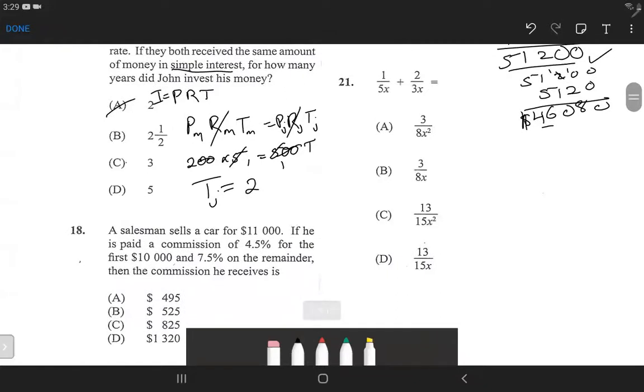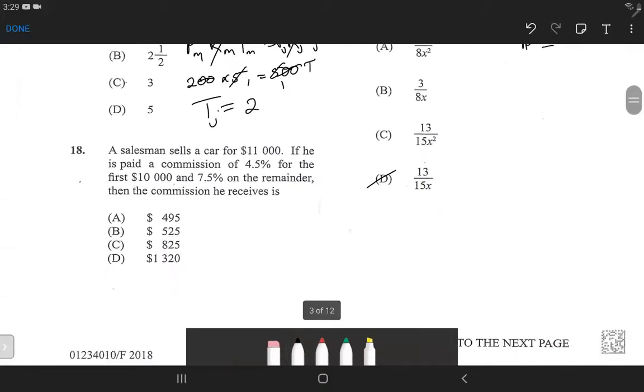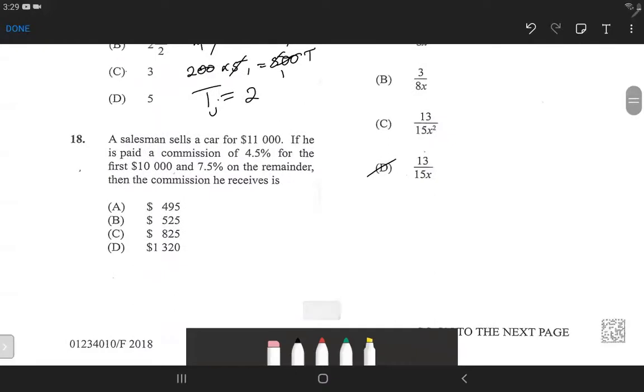21, we have 1 over 5x plus 2 over 3x. Now notice the LCM is 15x, and this one here is the only one with 15x in it. So that's my answer. I didn't need to go through too much calculation. Always good to check it to make sure.